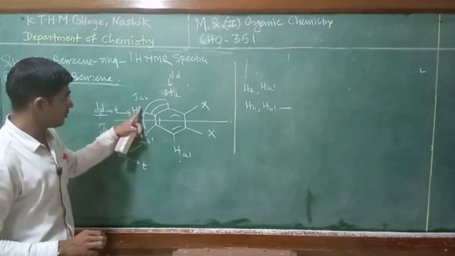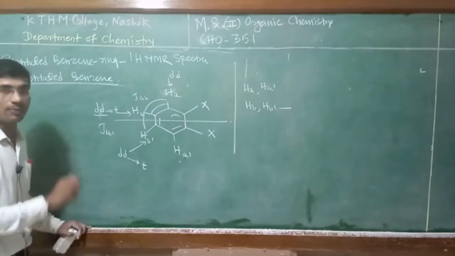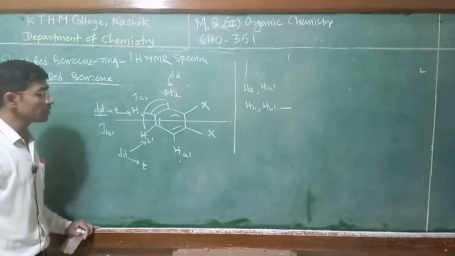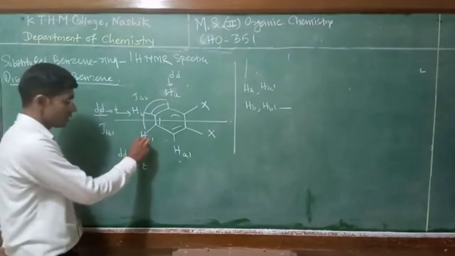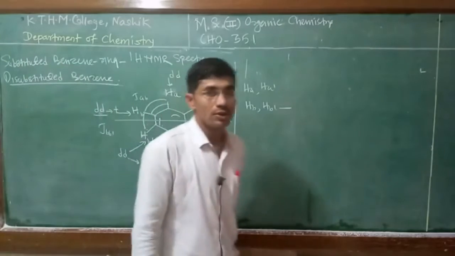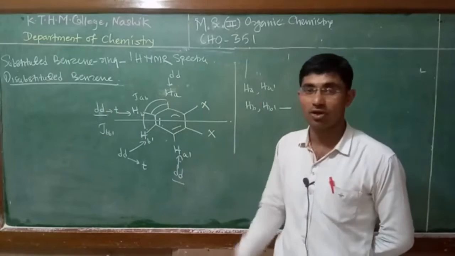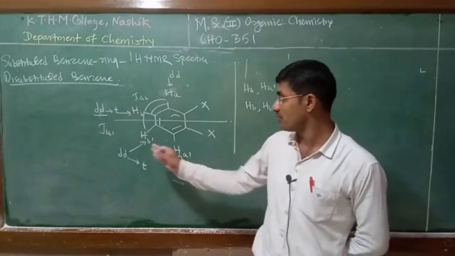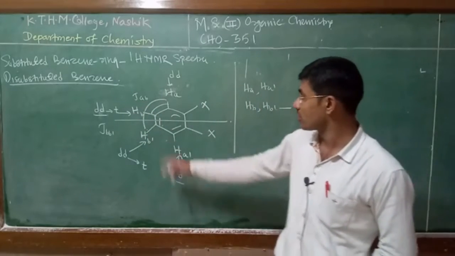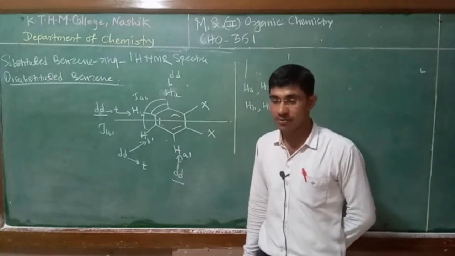Doublet of doublet means a doublet and a doublet. We only consider here ortho and meta coupling. Para coupling interaction is small here, we ignore the para coupling. Also for this we observe a doublet of doublet. So in this pattern also we observe this kind of signal for each proton, doublet of doublet, doublet of doublet, doublet of doublet. Sometimes this doublet of doublet looks like a triplet also, when these two ortho couplings are the same. So this is about the disubstituted benzene.